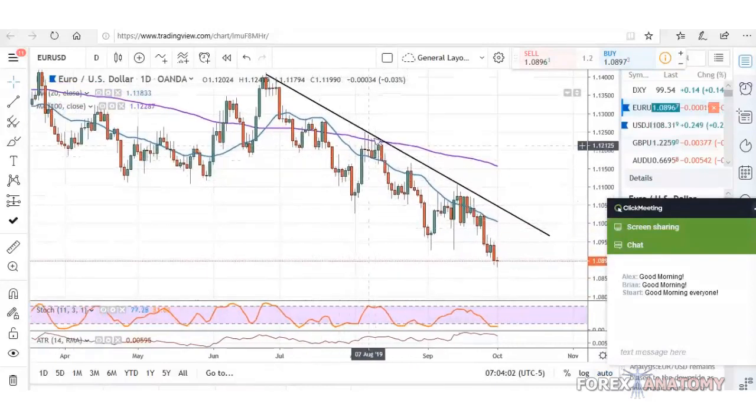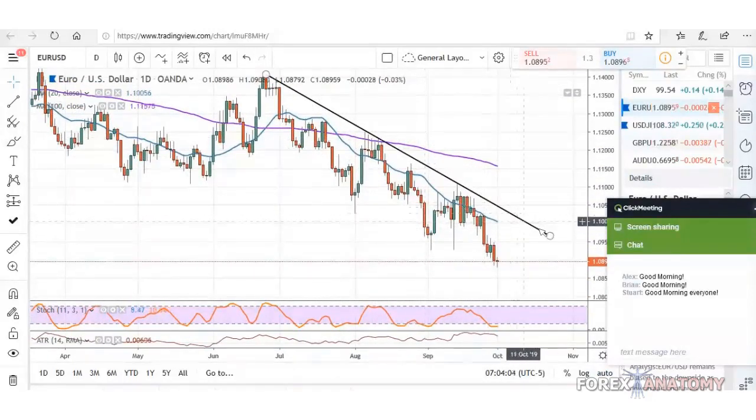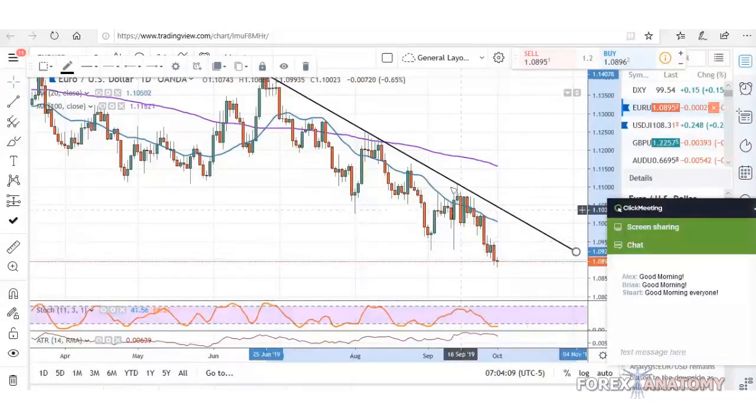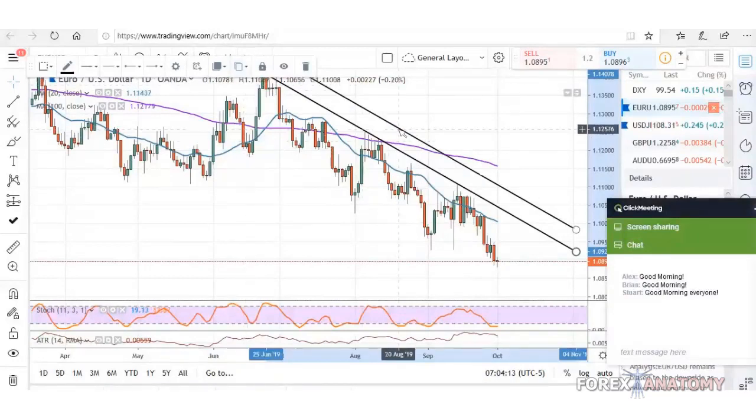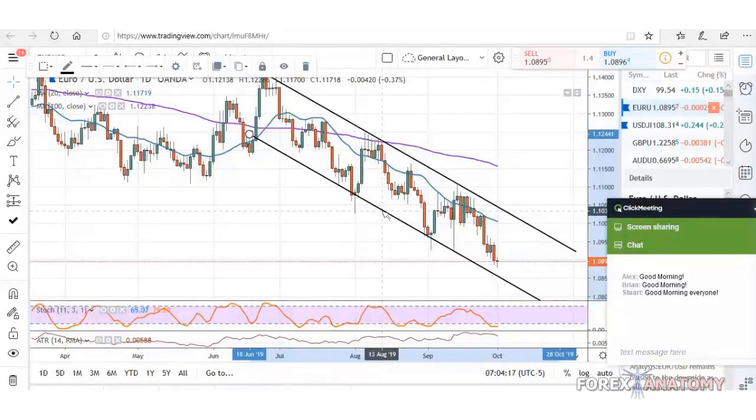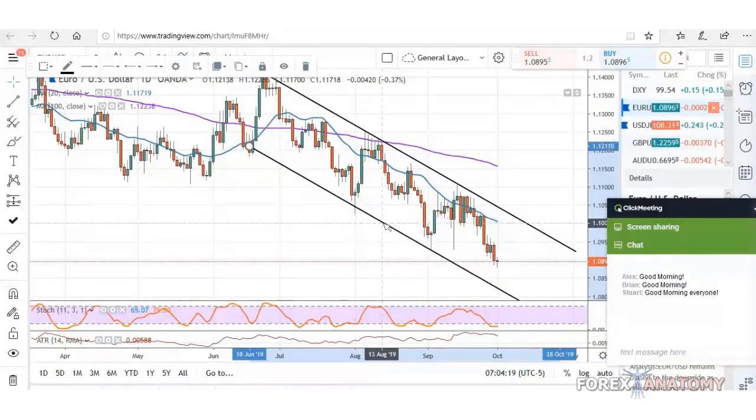It's testing channel resistance. Let me just draw this channel out first. We have this descending trend line resistance, and we have this channel support right here. Let me just draw this right around here. So we have this channel resistance and channel support, and it's pretty apparent price has been traversing back and forth between channel resistance and channel support.